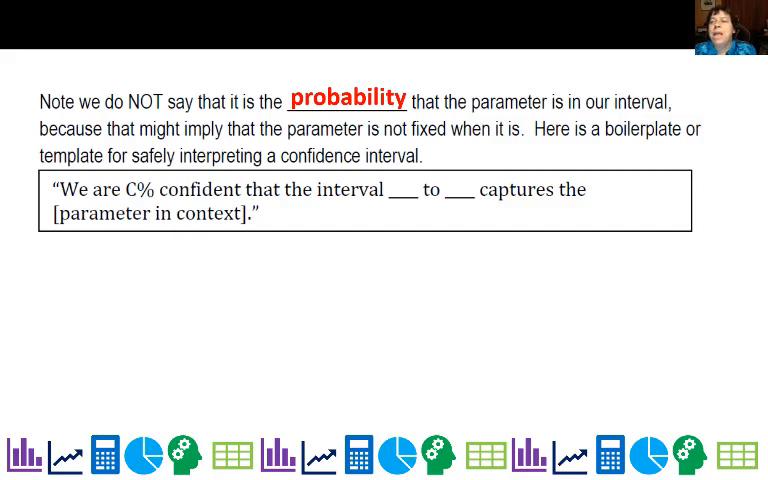All right. And here's your boilerplate. You can copy this down pretty much exactly. We are C% confident. So if we did 95% confidence, we would say 95. If we said 99, 99.